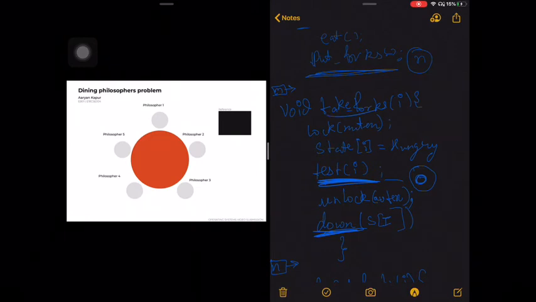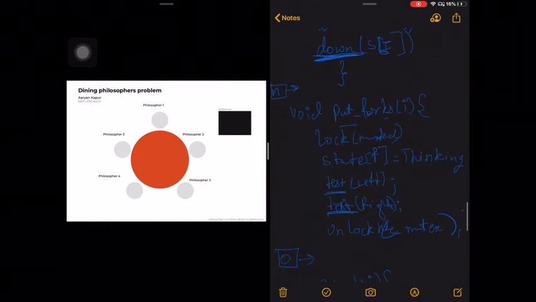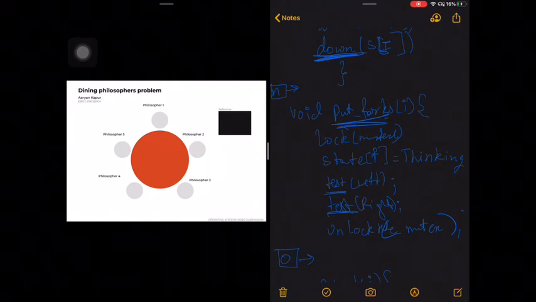Once we start the take fork function, they lock the mutex and change the state to hungry. Then they call the test function, that is O, that I will come to in a second. After that is done, they unlock the mutex and then they down the semaphore for that particular value. I will explain that too. Now we come to N, that is put forks. They again lock the mutex, they put the state to thinking because the philosopher is done eating as they're putting down the forks. Now they test the left side, then they test the right fork, and then they unlock the mutex.